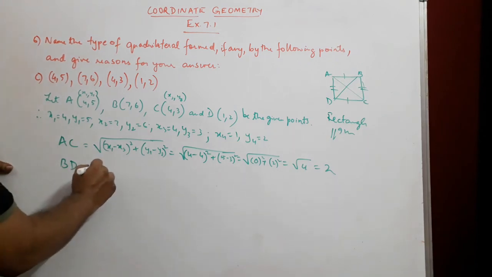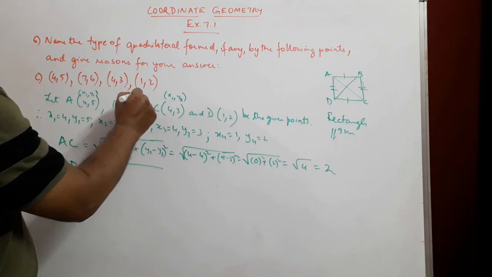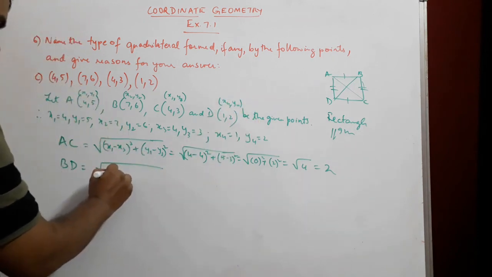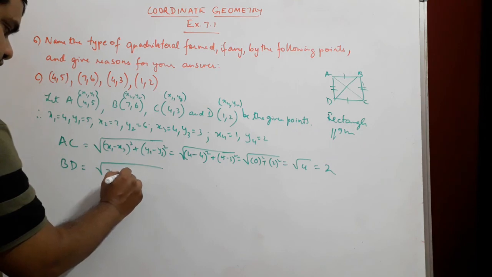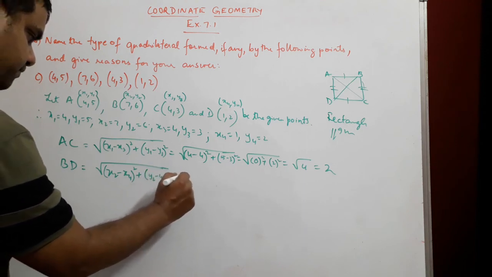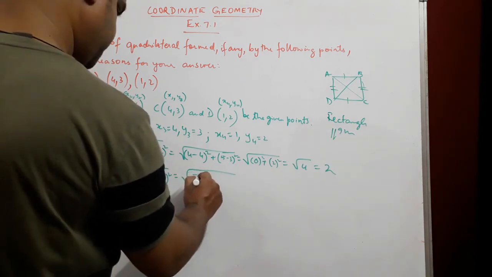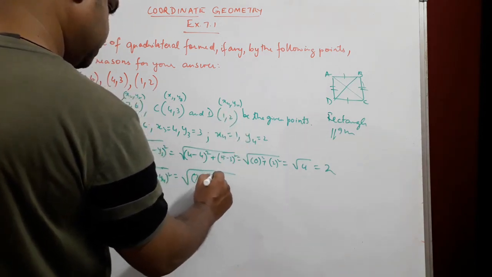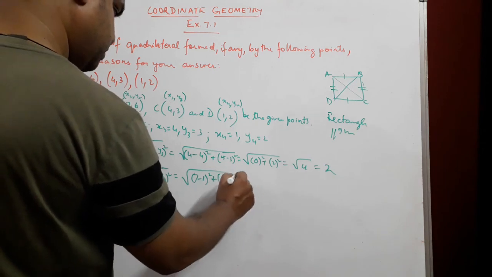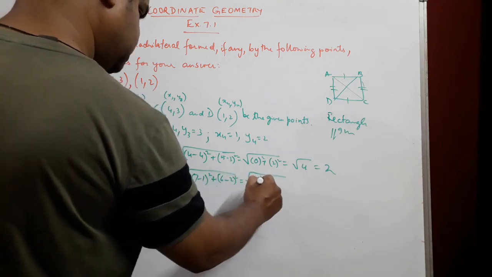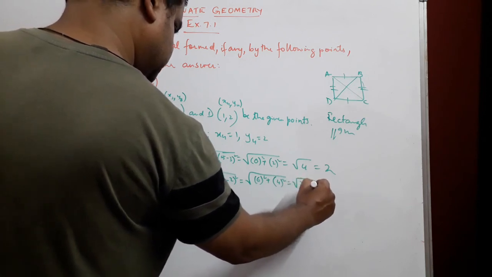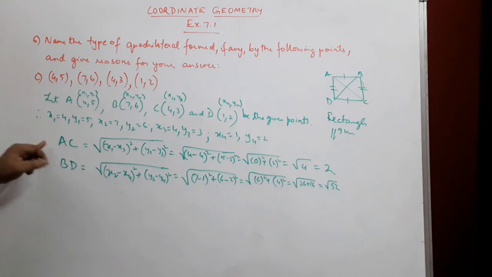Let's check for BD. B will be x2 comma y2 and D is x4 comma y4. We'll take x2 minus x4 whole square plus y2 minus y4 whole square. x2 is 7 minus x4 is 1 whole square plus y2 is 6 minus y4 is 2 whole square. 7 minus 1 is 6 whole square plus 6 minus 2 is 4 whole square. That gives us 36 plus 16, which is equal to 52. So clearly AC is not equal to BD.